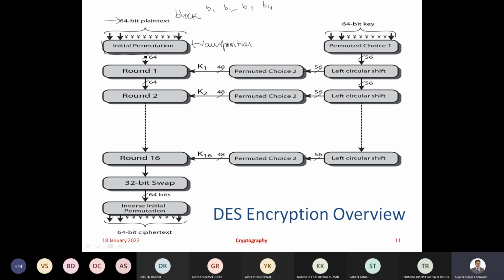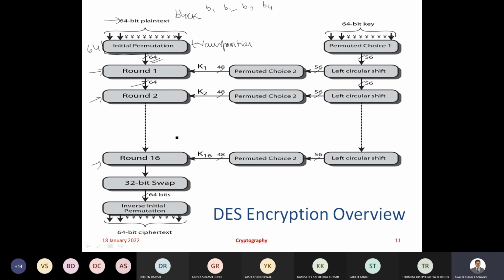When you perform transposition, the output of that would certainly be 64-bit because you are giving input of 64-bit. Now it undergoes round 1 operation. We have seen what happens in round 1, right? Then the output of that would be 64-bit. So round 2, and so on, up to round 16.